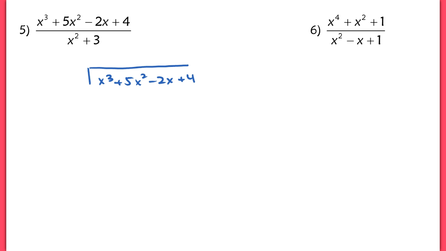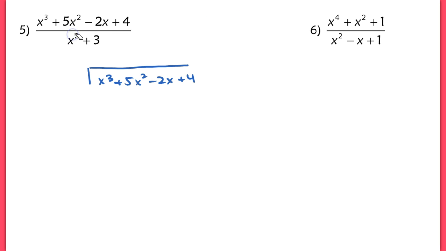However, when I take that divisor, this x squared plus 3, I notice that it's skipping from a quadratic straight to a constant, so it's missing that linear term here. Really, though, that polynomial is x squared plus 0x plus 3. This 0x is really important when I try to divide polynomials. That's called the placeholder. We need that placeholder to hold its place.